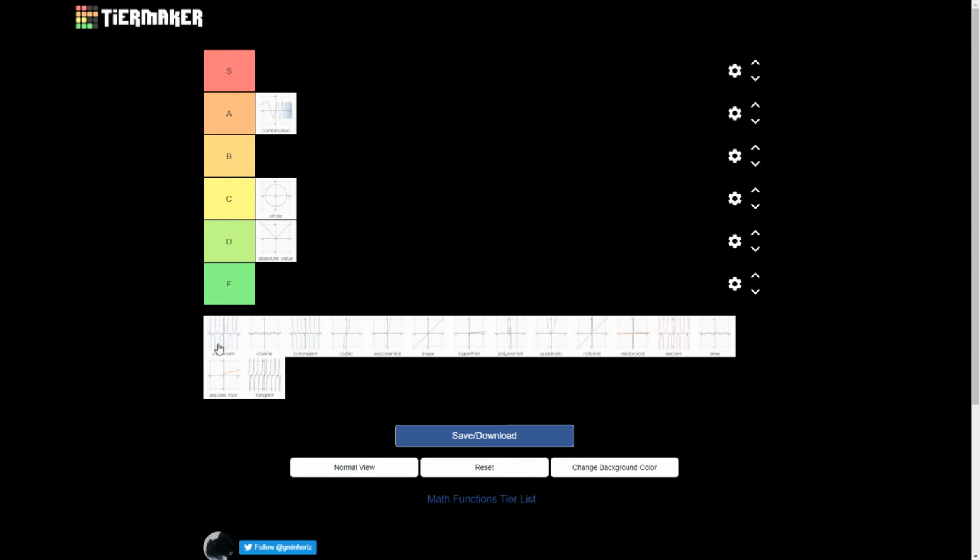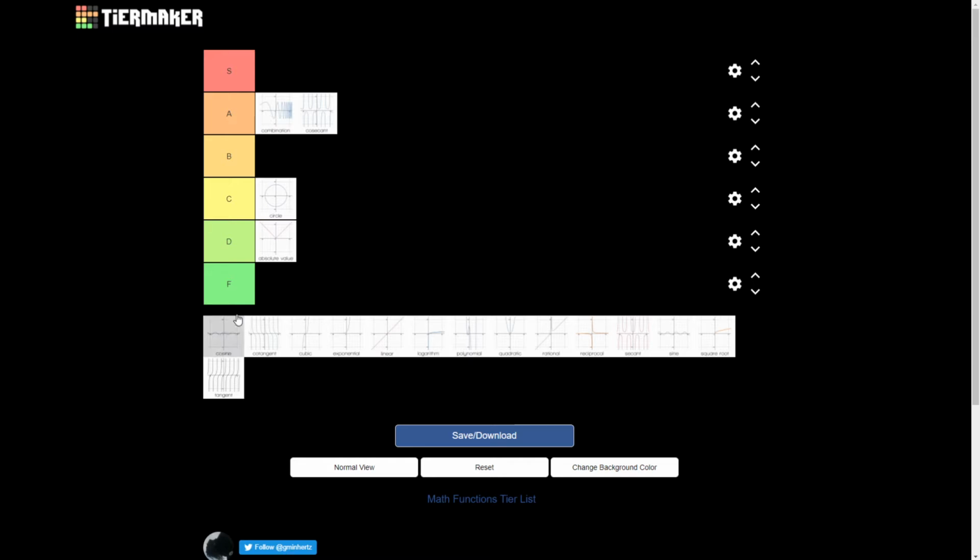Yeah. Cosecant, that's cool. This one's cool. I like this. It does this little pattern of these humps back and forth across quadrants 1 and 2 and then 3 and 4. That's nice. Probably also going to be A tier, but just not quite as cool as combination.